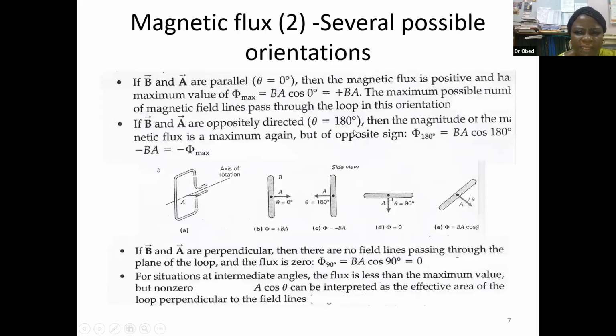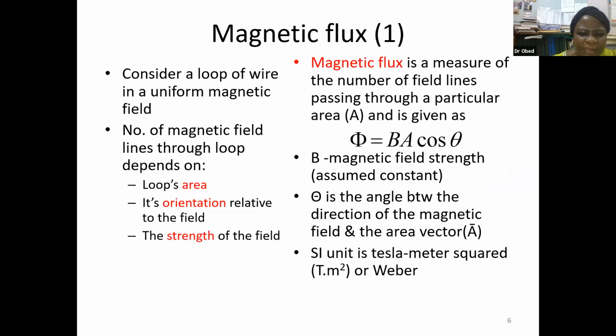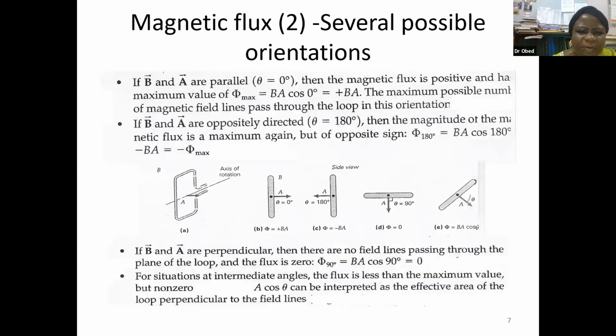So let's look at the several possible orientations, because we said that the number of magnetic field lines through a loop depends on the loop's area, the orientation relative to the field, and the strength. So now, let's look at the several orientations. So this is the loop of wire in a magnetic field that we are talking about.